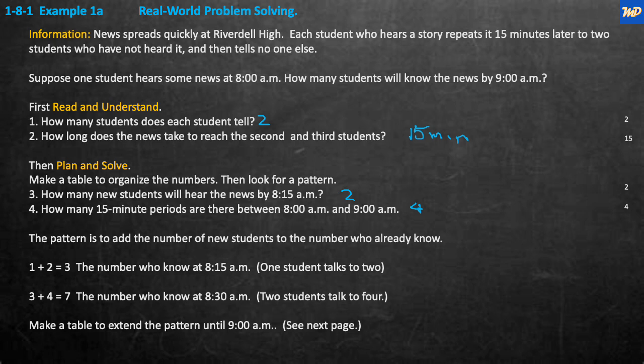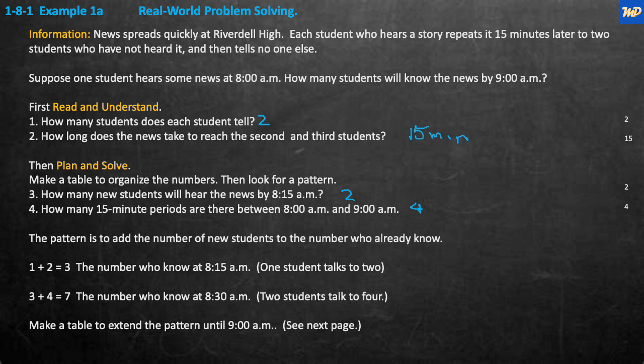Okay, so the pattern is to add the number of new students to the number who already know, because we're going to accumulate how many students hear the news. The first person that hears it tells two, so now there are three people, the first one and the two new ones. Then each one of those two new ones, 15 minutes later, is going to find two new students and add those into the roster. So you started with 1, then it went to 3, and now you're going to have 7 students hearing the news, so they keep accumulating. So the pattern is to add the number of new students to the number who already know.